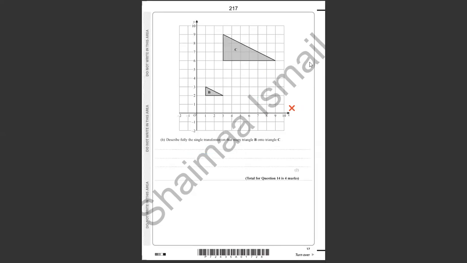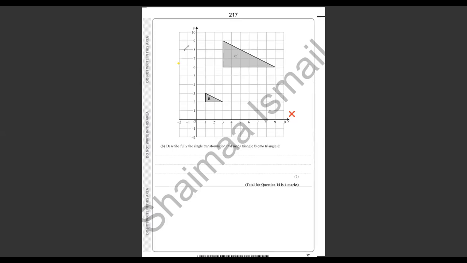Question B. Describe fully the single transformation from triangle B to triangle C. So we have from B to C, and we have to mark what we want, from this triangle to this triangle. We see that it's an enlargement. So first of all, we write the description. It is an enlargement, which is clear.